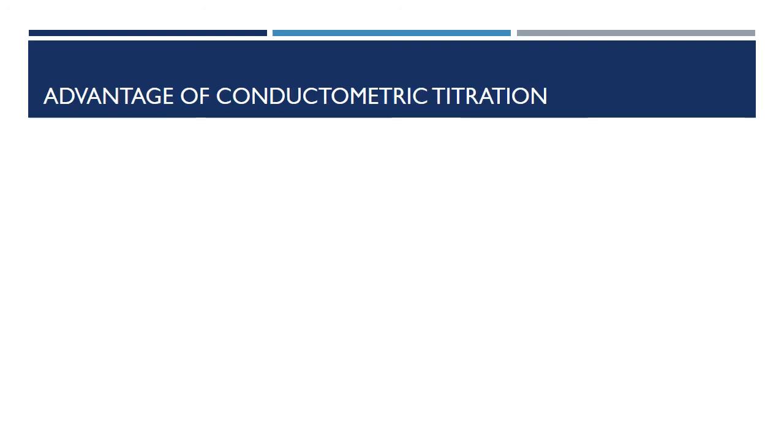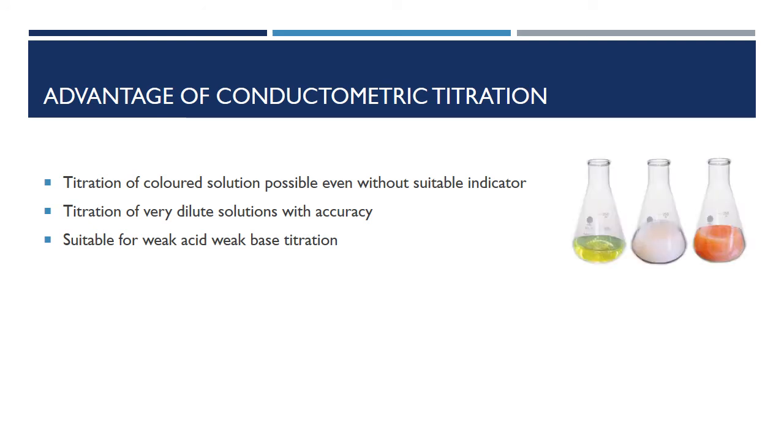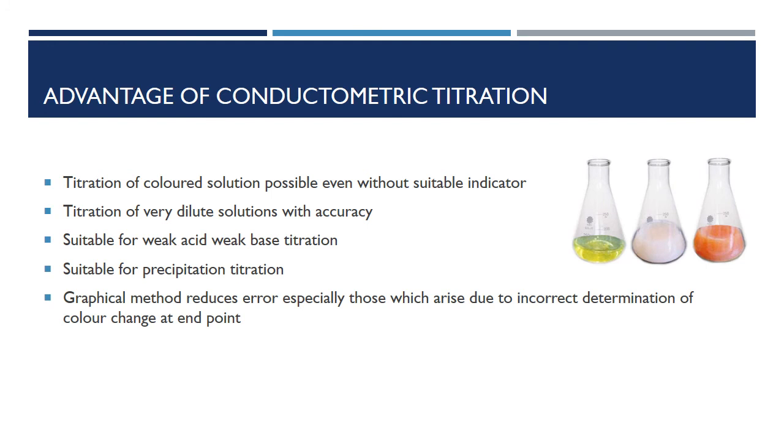We shall conclude this session by discussing the advantages of conductometric titration. The first advantage is that it can be used for the titration of colored solutions even when a suitable indicator is not present. It can also be used for titration of very dilute solutions and the results are obtained at reasonable accuracy. It is suitable for titration of weak acids, weak bases, and also for precipitation titration.